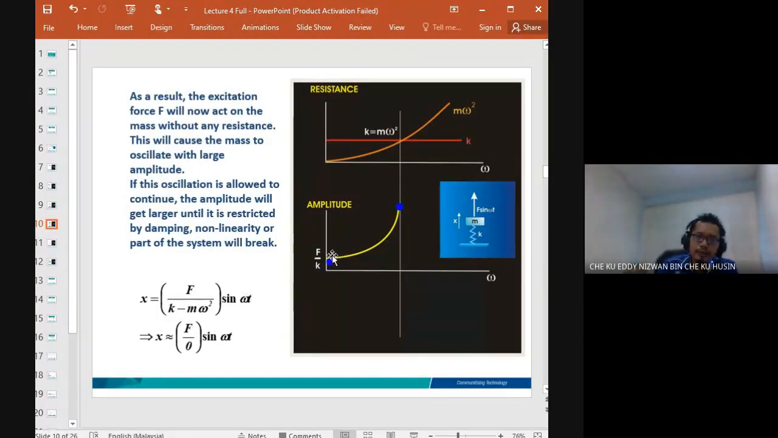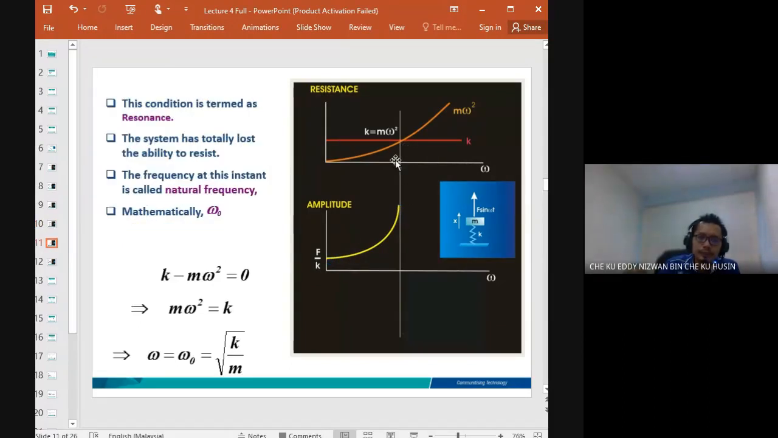So this one is when it reaches the resonance frequency. We call this the resonance, where the system has totally lost the ability to resist. There is no resistance at all. This one is the natural frequency, which we can represent as omega naught, or omega n.